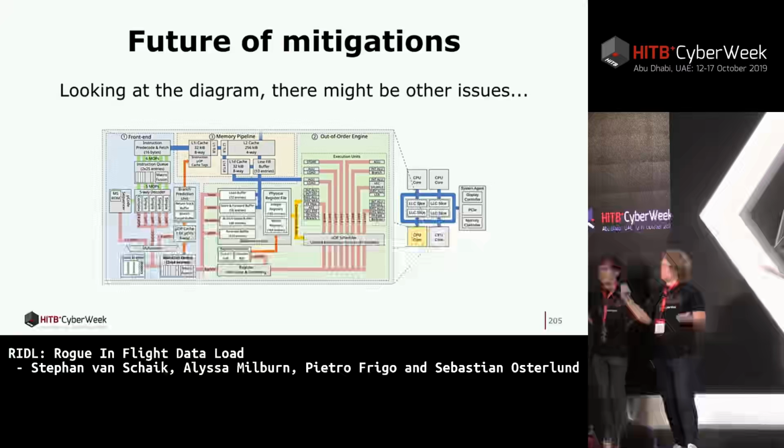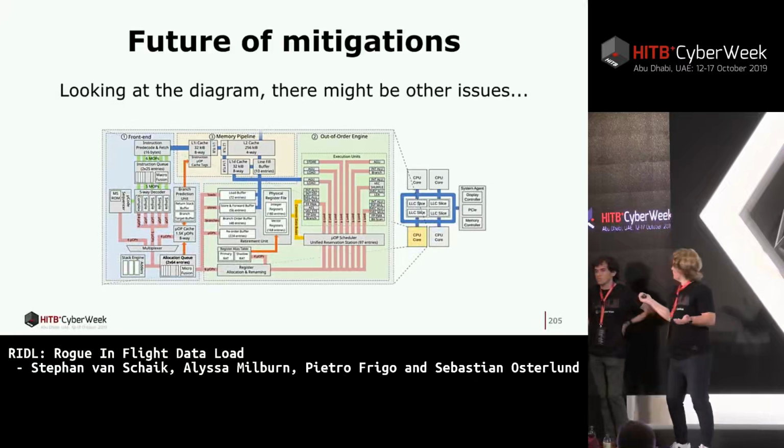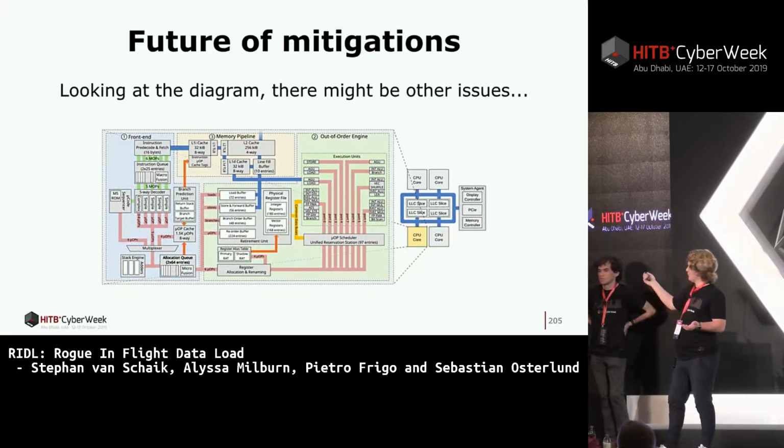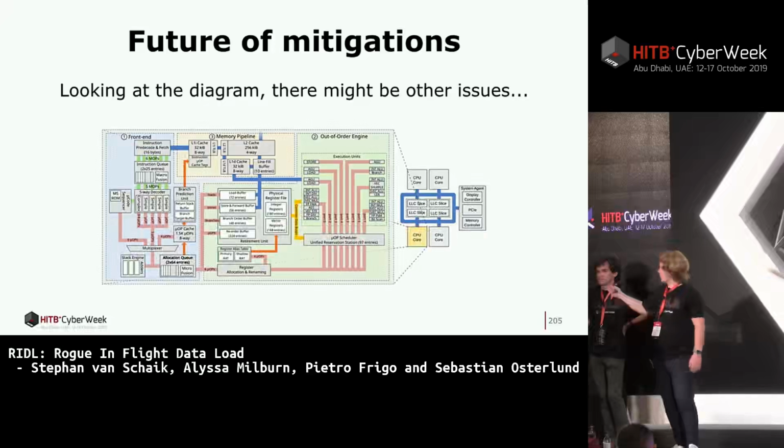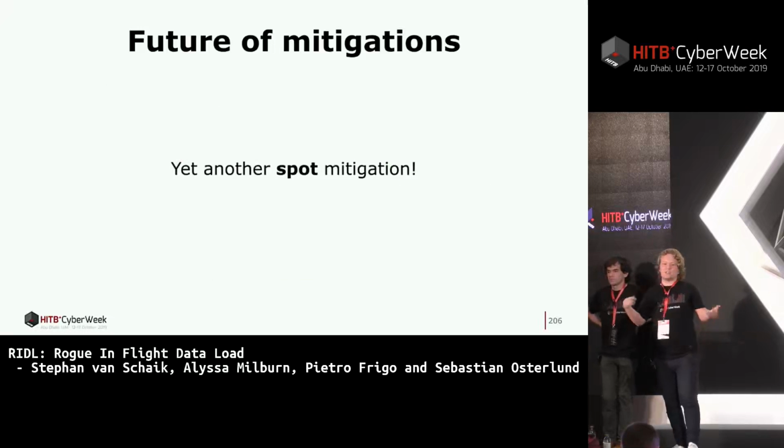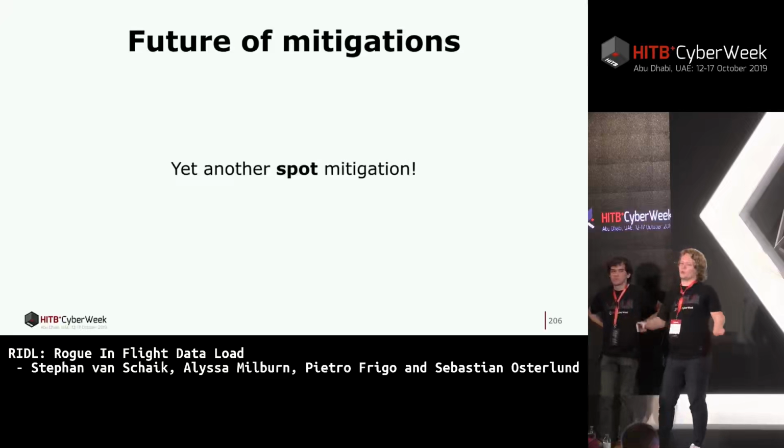Looking at this diagram that Stephan made from reading all the patents, you can see there's a bunch of buffers going on here. It's not only the line fill buffer, but it's horribly complex. And these mitigations that Intel gave us are, of course, another so-called spot mitigation, which just fixes this one issue and doesn't fix the fundamental issue where you have shared resources that other people can actually access.